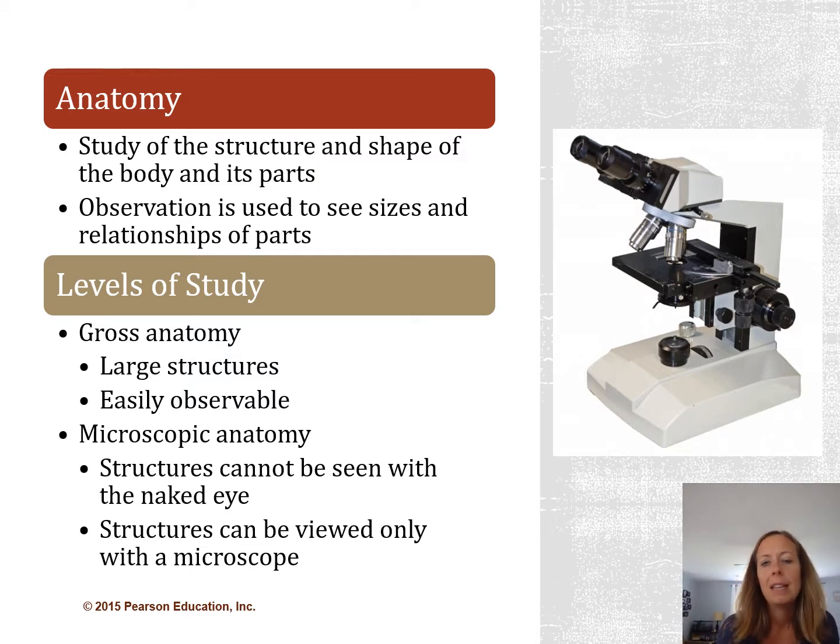Microscopic anatomy is looking at things that you need a microscope to see, and we've got a beautiful picture of a microscope, similar to the microscopes that we use. That's a picture of a microscope, and we're going to use those so that we can study microscopic anatomy. When we study histology, we're actually studying microscopic anatomy. These are structures that can only be viewed with a microscope.